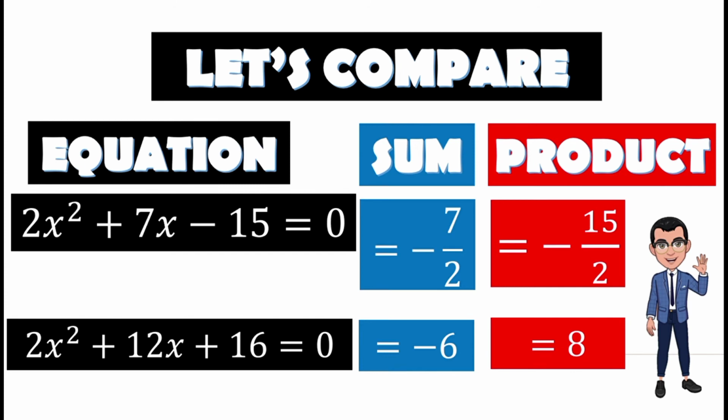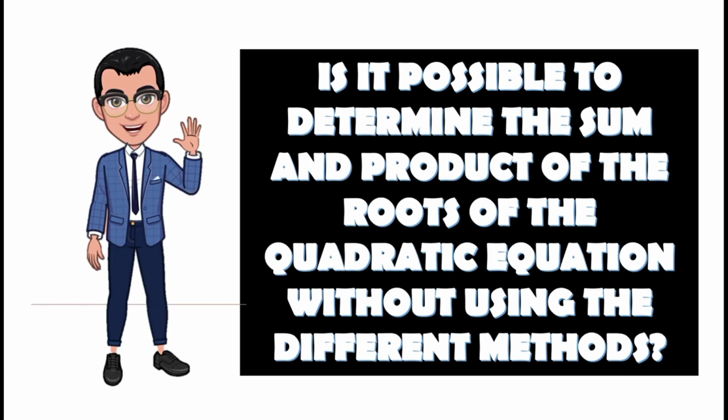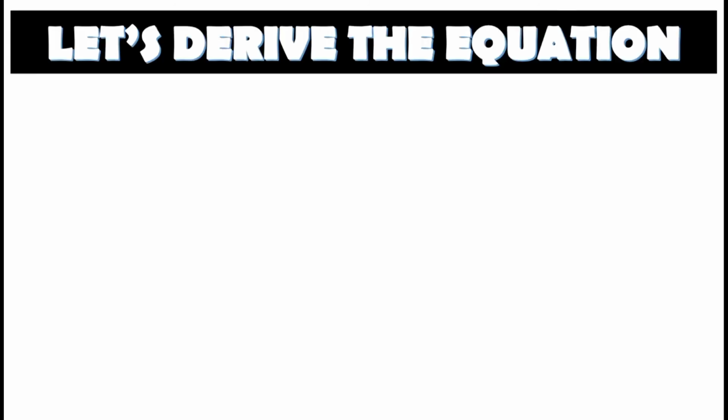It is easier for us to determine the sum and product of the roots because they are already presented after we derived the solutions and roots using the different methods. The question is, is it possible to determine the sum and product of the roots of a quadratic equation without using the different methods? With this, join me as we derive the equation on how to determine the sum and product of the roots of a quadratic equation without solving the roots itself.